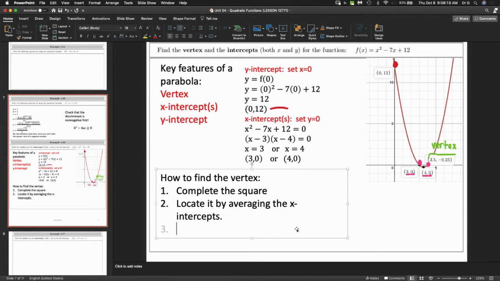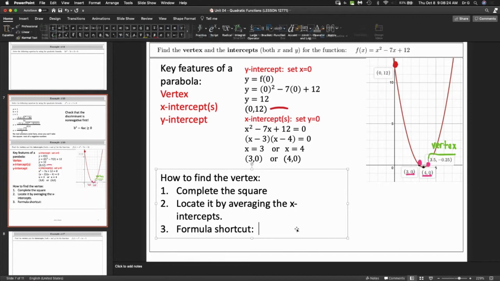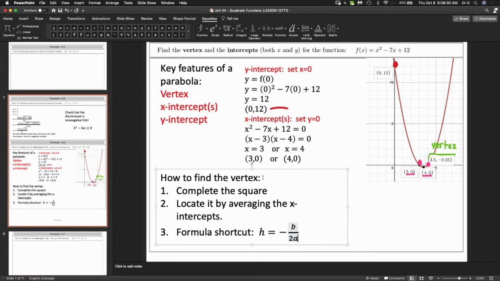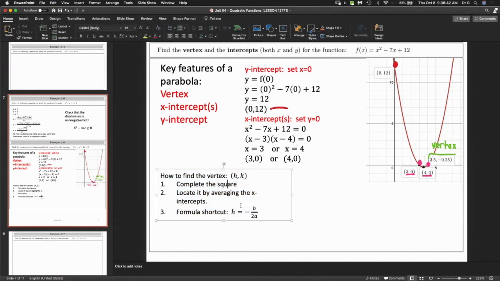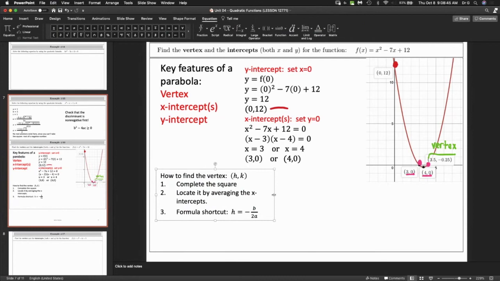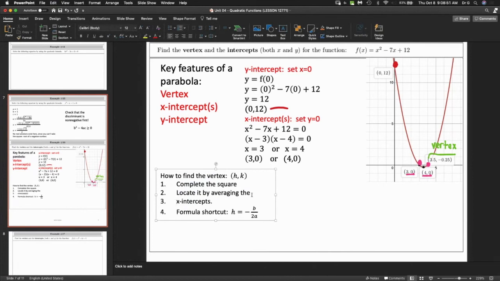And then the third way is you can use a formula shortcut. I'm going to talk about the formula shortcut, which is h equals negative b over 2a. I should mention here that the vertex is h comma k. So I'm going to use this approach.